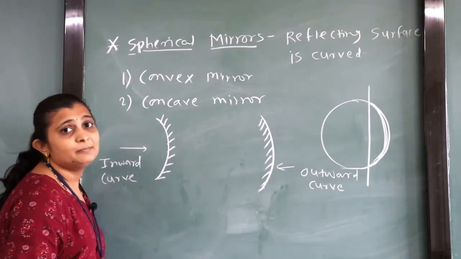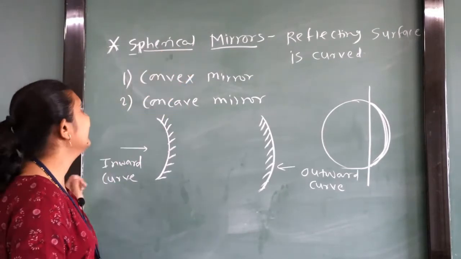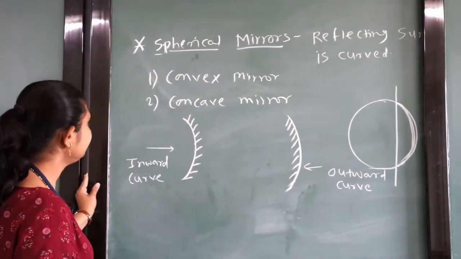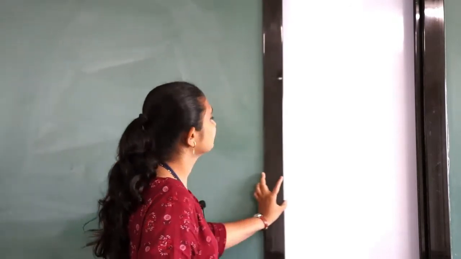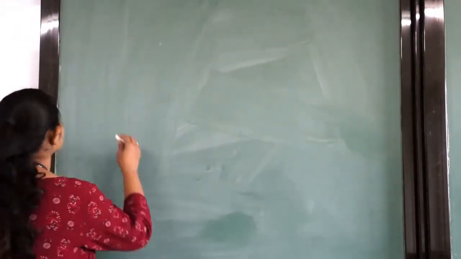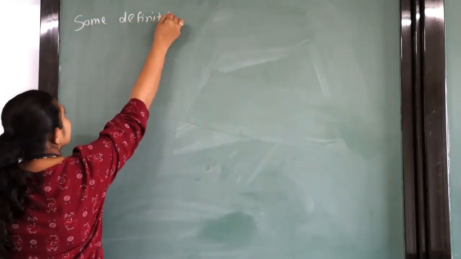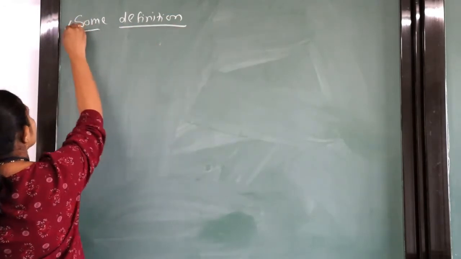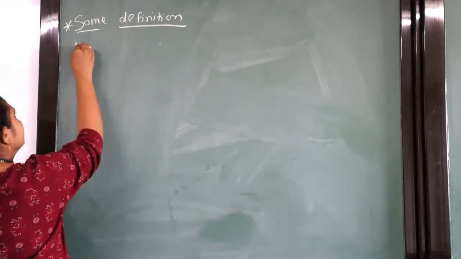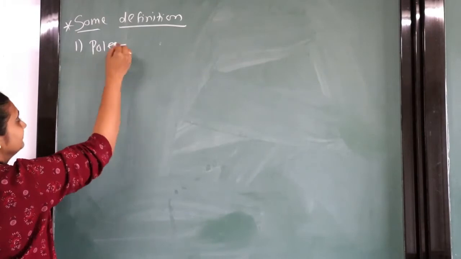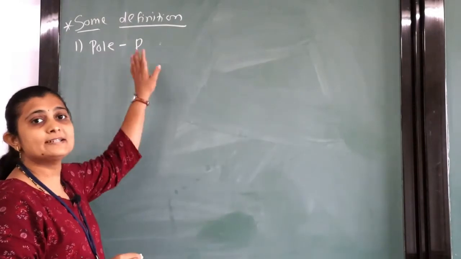Now we see some definitions related to the spherical mirrors. First definition is the pole, capital P. Pole is denoted by P.